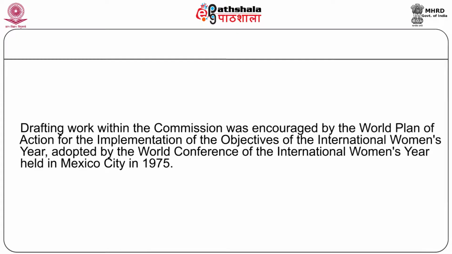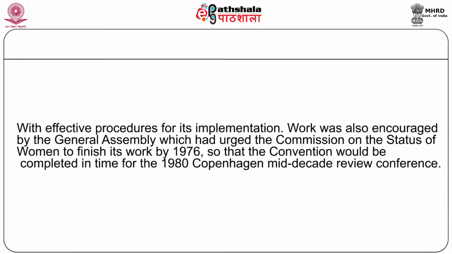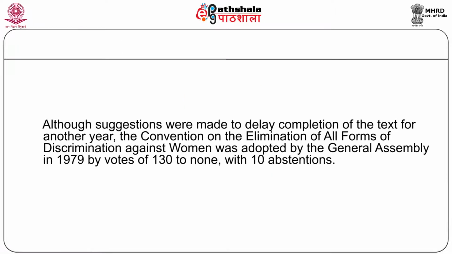Drafting work within the Commission was encouraged by the World Plan of Action for the Implementation of the Objectives of the International Women's Year, adopted by the World Conference of the International Women's Year held in Mexico City in 1975, which called for a convention on the elimination of discrimination against women, with effective procedures for its implementation. Work was also encouraged by the General Assembly, which had urged the Commission on the Status of Women to finish its work by 1976, so that the convention would be completed in time for the 1980 Copenhagen Mid-Decade Review Conference, that is, the World Conference on the United Nations Decade for Women, Equality, Development and Peace.